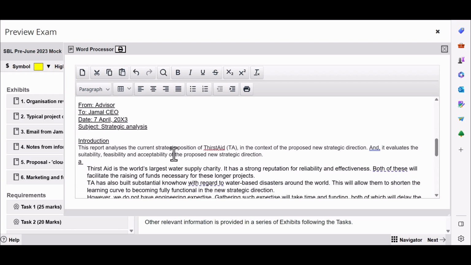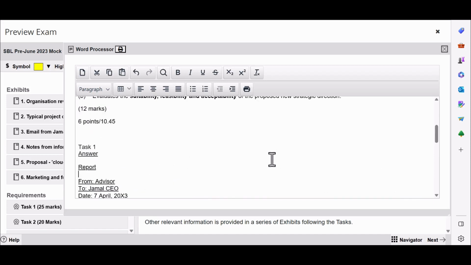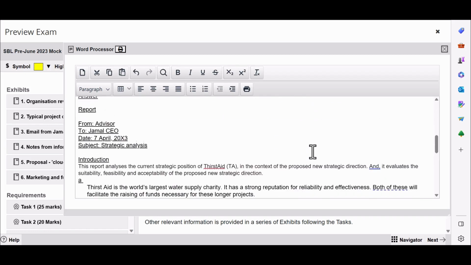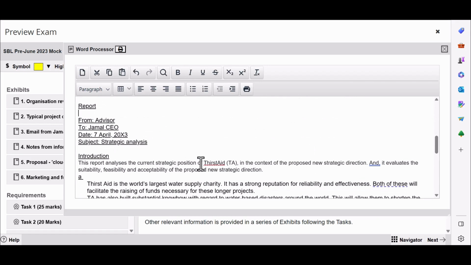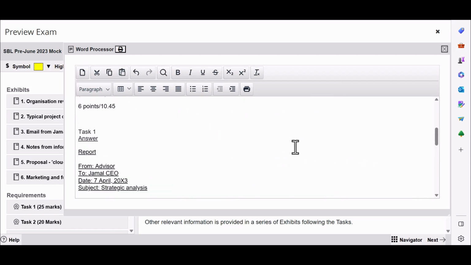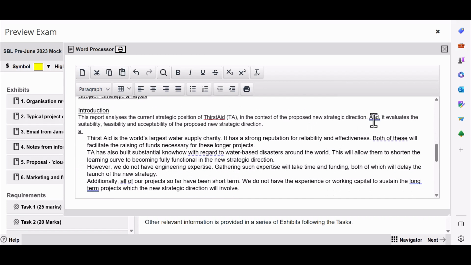Now, what do you write in your introduction? Well, again, a really good technique to save time is to simply copy paste from the task. So what does the task ask us to do? Well, part A says analyzes the current strategic position in the context of the proposed new direction. So I just copy paste that here. This report analyzes the current strategic position in the context of the new strategic direction, and then part B says evaluates the suitability, feasibility, and acceptability of the proposed new strategic direction, and I just copy paste that and edit the words a little bit. And there is my introduction.